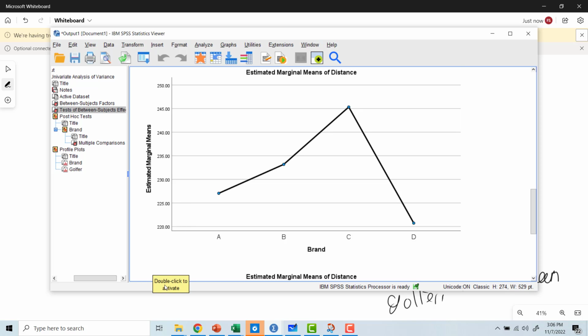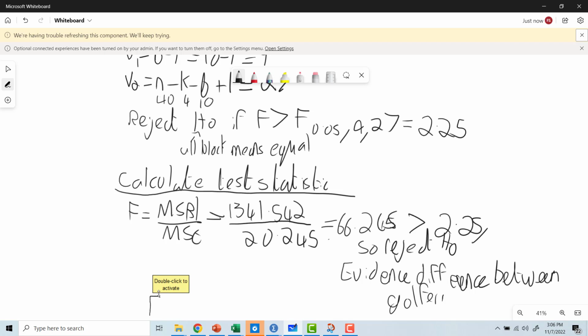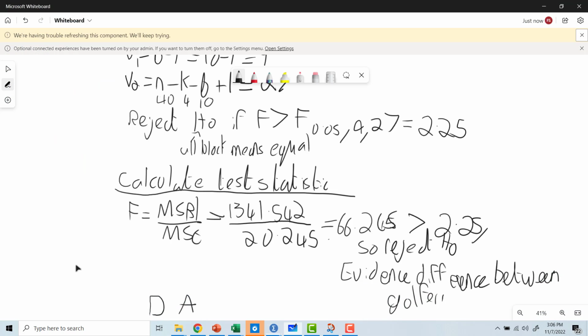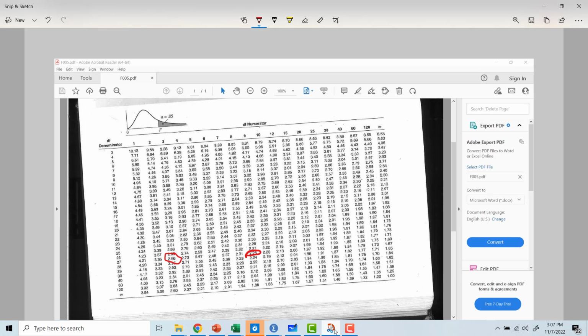And it would go D, A, B, and then C. And unlike last week, when I drew the line over the bottom two because there wasn't a significant difference between them, at alpha equals 0.05 there's a significant difference between all of the means. So we could write it out like this. Okay, and that's it for ANOVA with blocking factors.